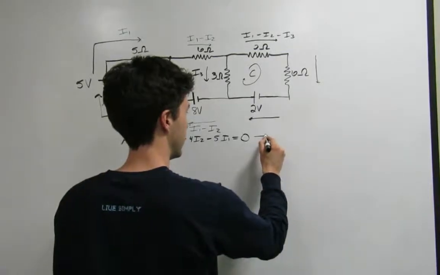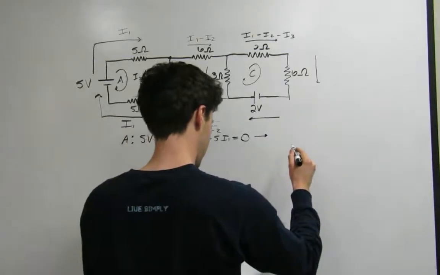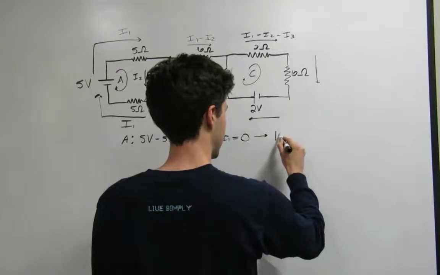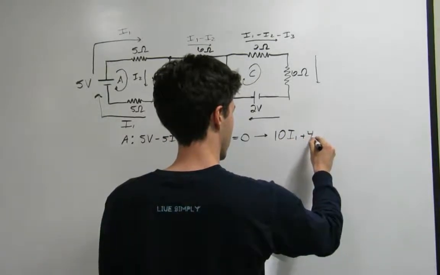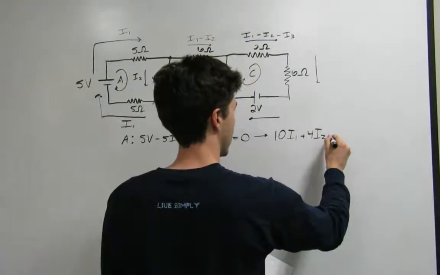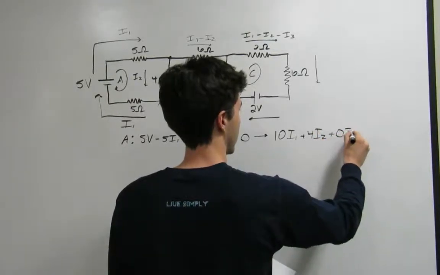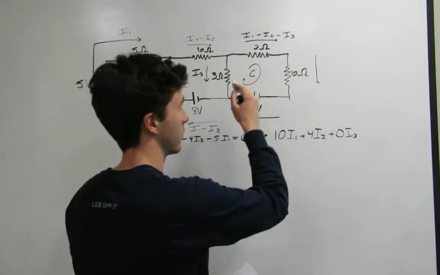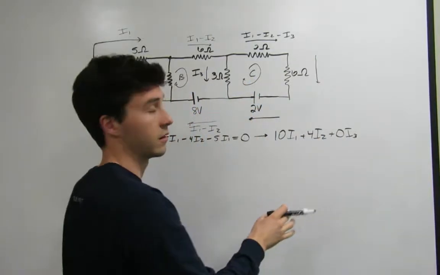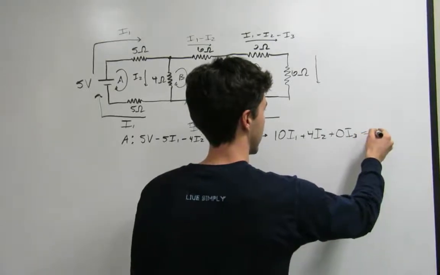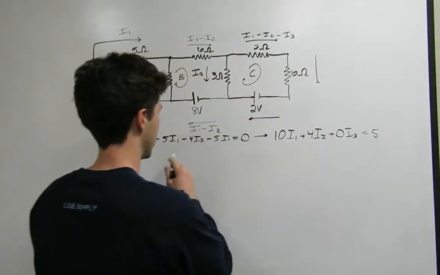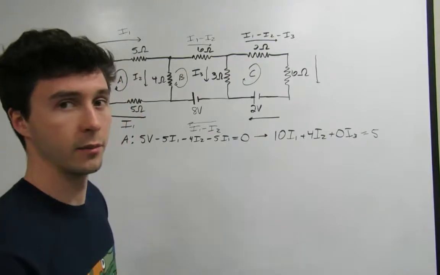And I went ahead and simplified it. I get 10 I1 plus 4 I2 plus 0 I3. We still need to include the I3 because some of our equations are going to have I3 in it, so we still need to include it in there. And this is going to equal 5. So we just rearranged it, and then I multiplied it by a negative.